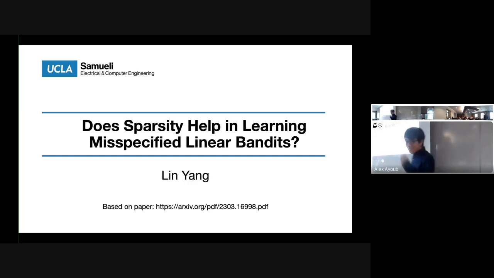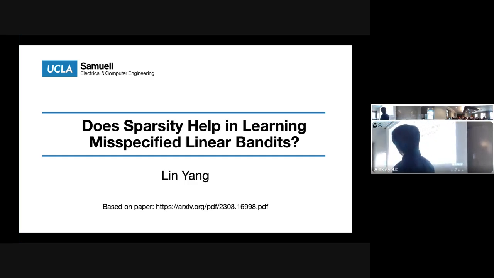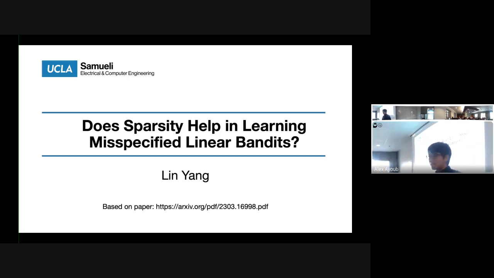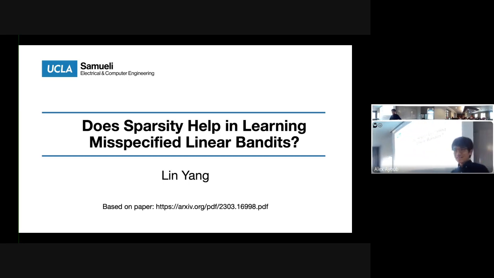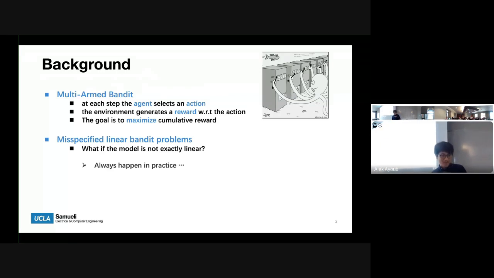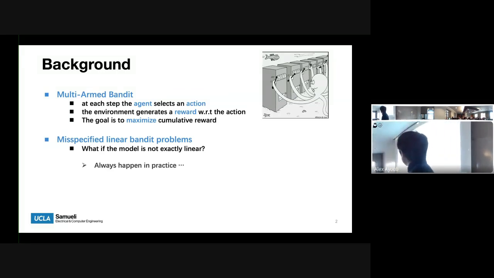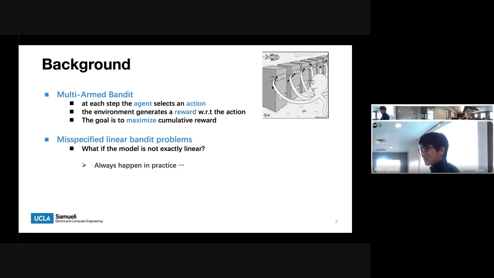Thanks for the invitation. It's my great pleasure to be here. So I'm talking about sparsity helping learning misspecified linear bandits. Most of you are experts in bandits, so you know what a bandit problem is. You have an agent that interacts with a one-state environment for multiple rounds. Each time the agent can take an action and get a reward, and the goal is to maximize cumulative reward.